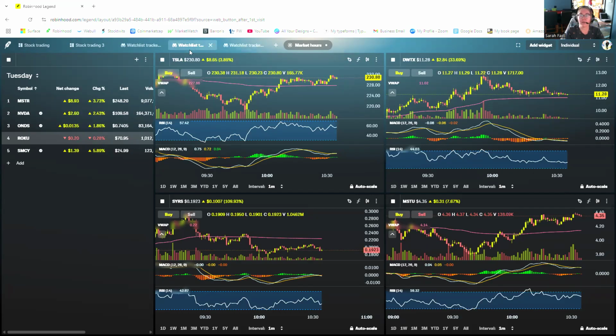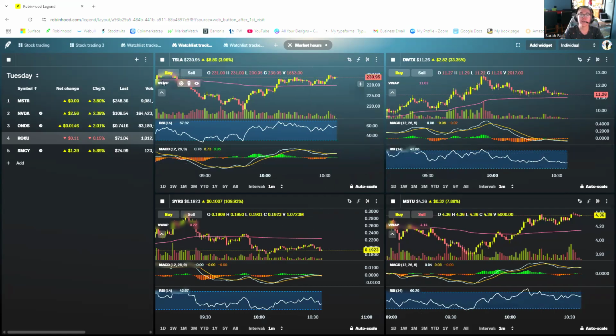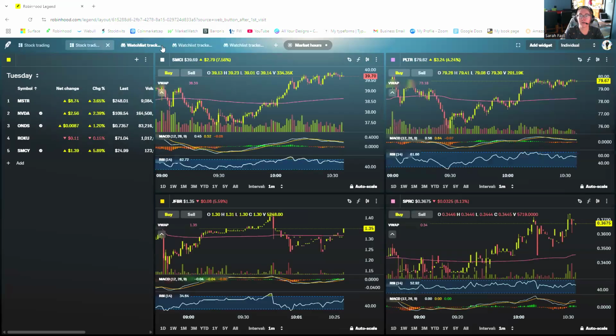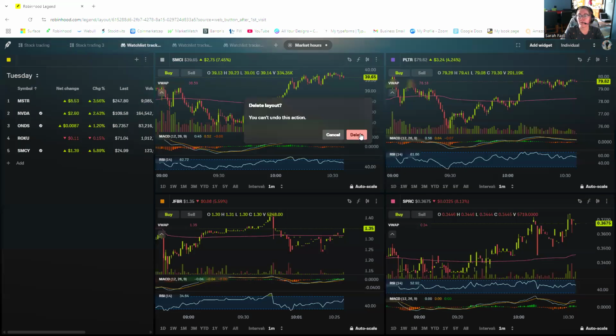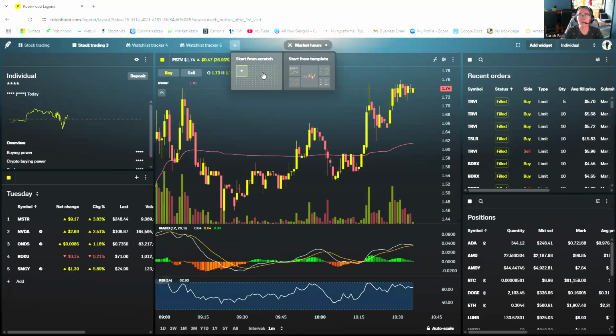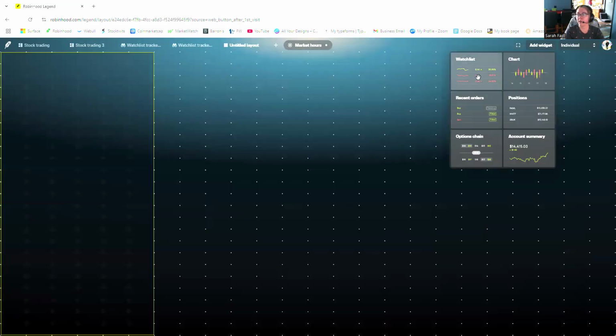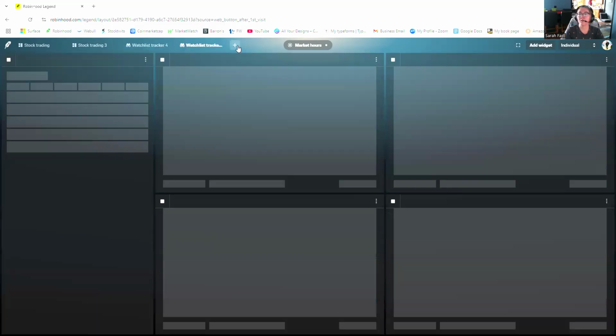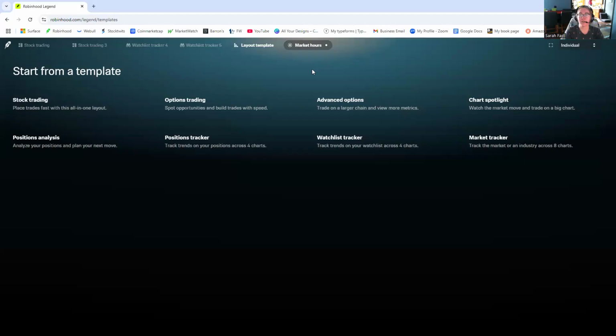And what's really cool about this is you can create whatever type of layout, however many stocks you want to watch at one time. There's four here, but I'll show you, we're going to delete this one for now because you can only have a certain amount. You can play around with this and then you can click right here for a new layout. You can either start from scratch and there's all sorts of different options here, or you can, which I always do, start from the template.